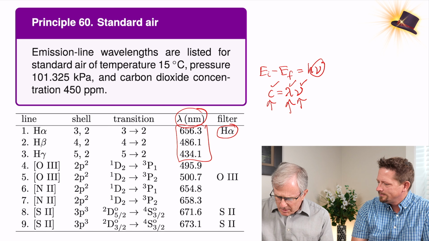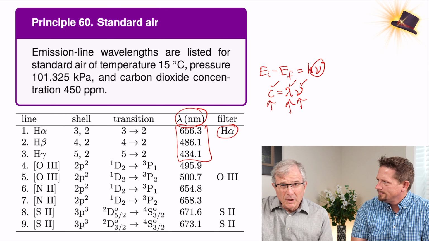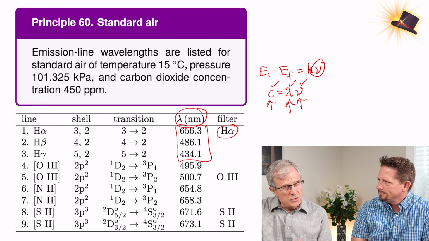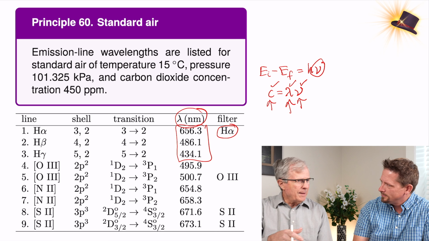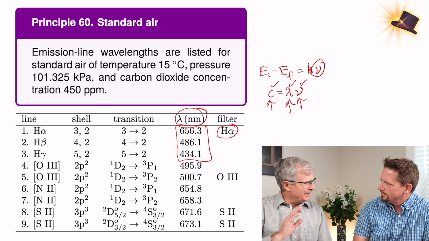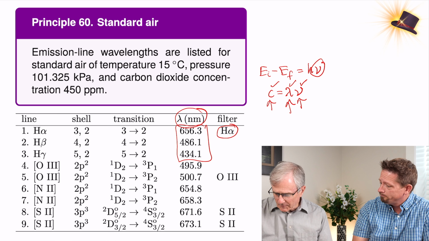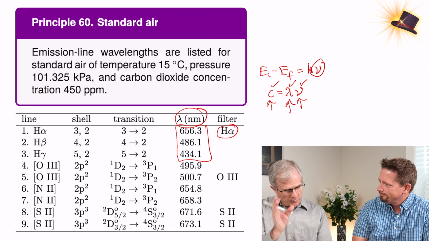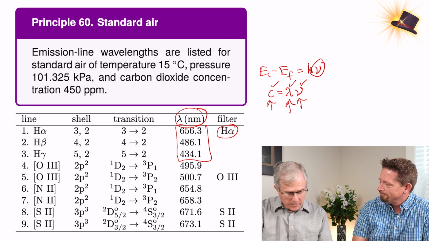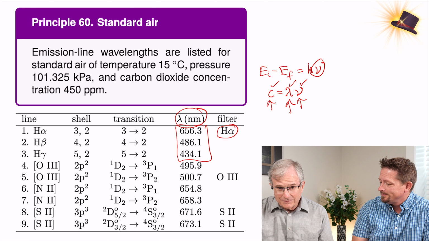Only one of those is typically targeted by a filter. It's the hydrogen alpha, which is generally the strongest. I haven't seen an example where the gamma or the beta is stronger than the alpha, but you certainly could build a filter that would capture the beta or the gamma if you wanted to. That'd be fun.